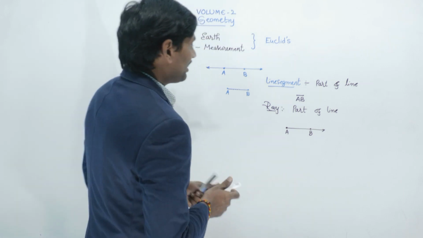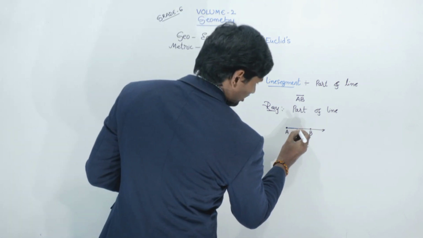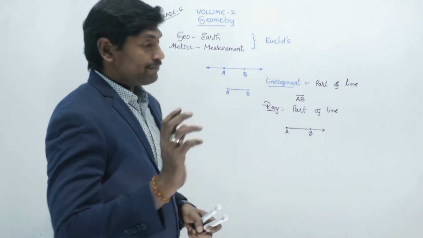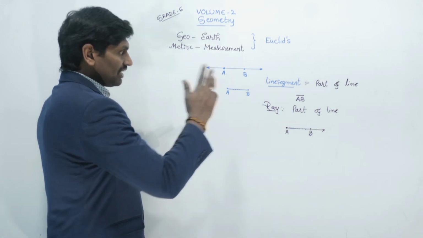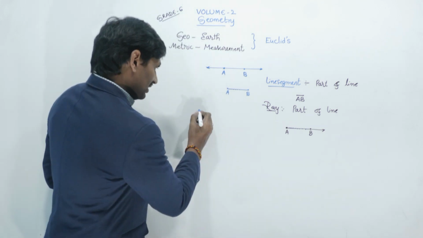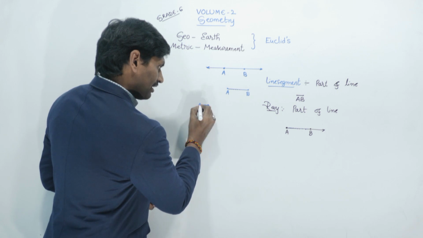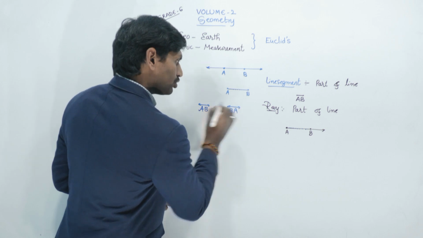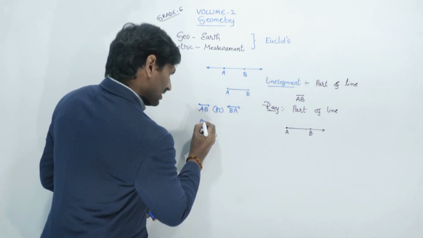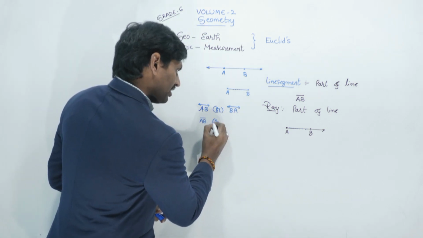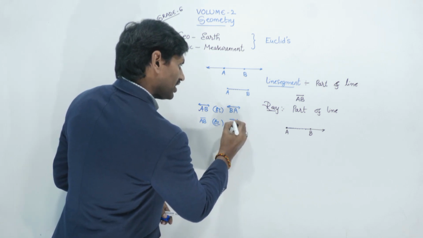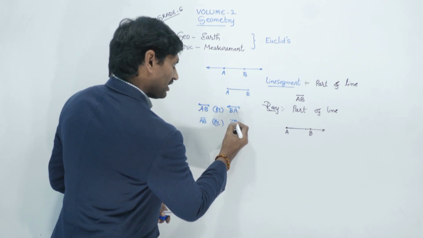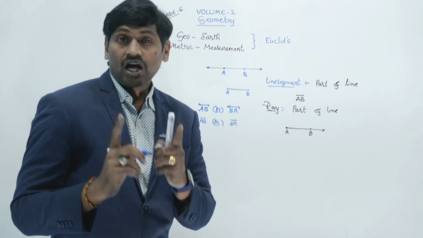Similarly, we can keep an infinite number of points on a ray also. But we are discussing the line and line segment. See here, line AB we can represent like this. Line AB or line BA both are the same, as well as line segment AB or line segment BA. But ray AB and ray BA are not the same.